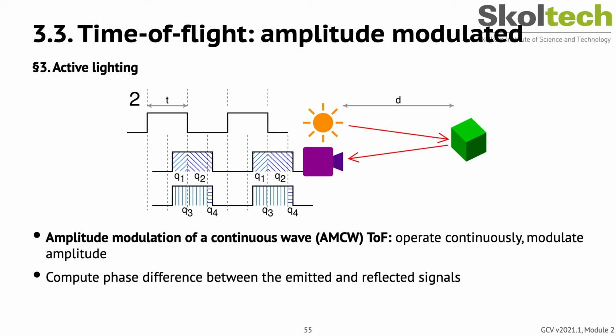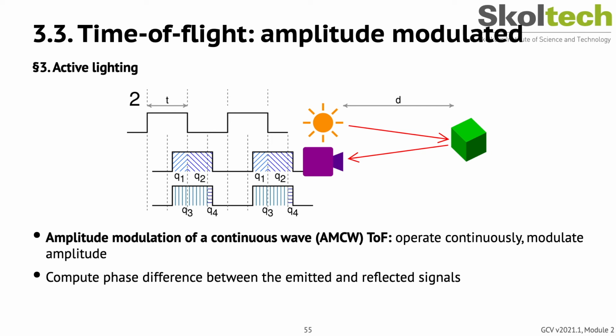Another approach is called amplitude modulation of a continuous wave. In this case, the laser is operating continuously, but the power of the beam is being modulated sinusoidally over time. After bouncing off of an object and returning to the sensor, the reflected light still has sinusoidal power variation with time, but it is now out of phase with the emitted light. By computing the phase difference between the emitted and reflected power signals, we can again compute round-trip distance to the surface.